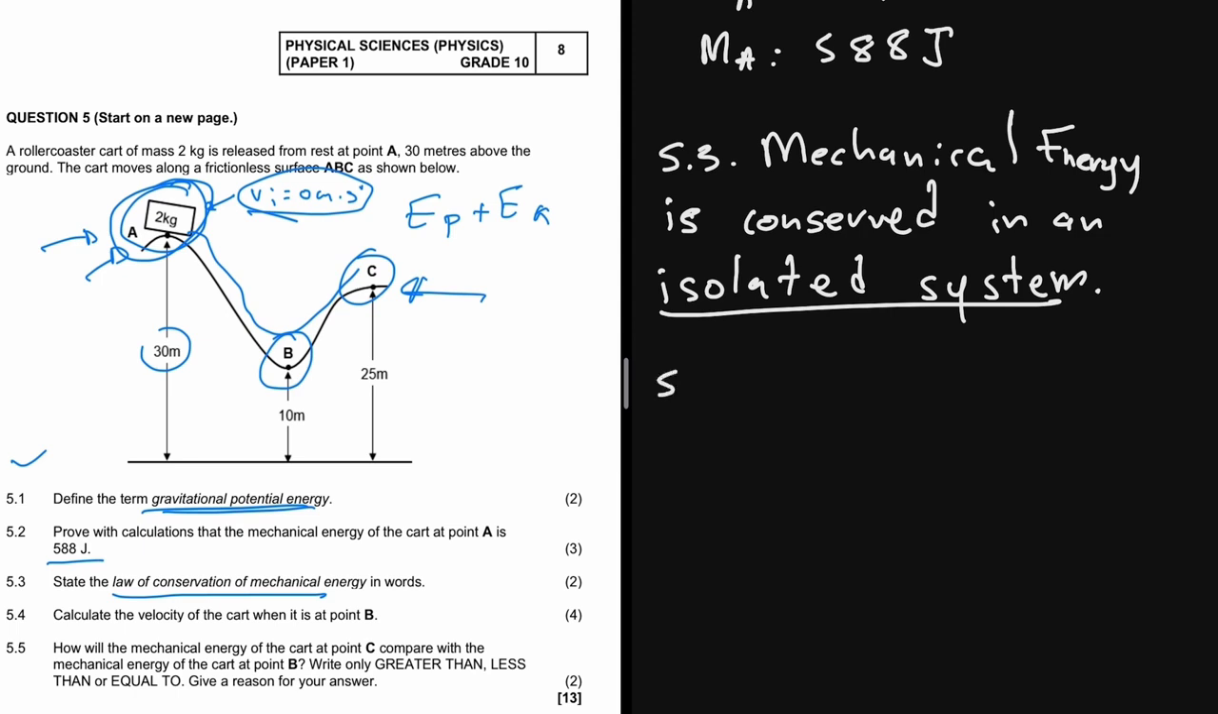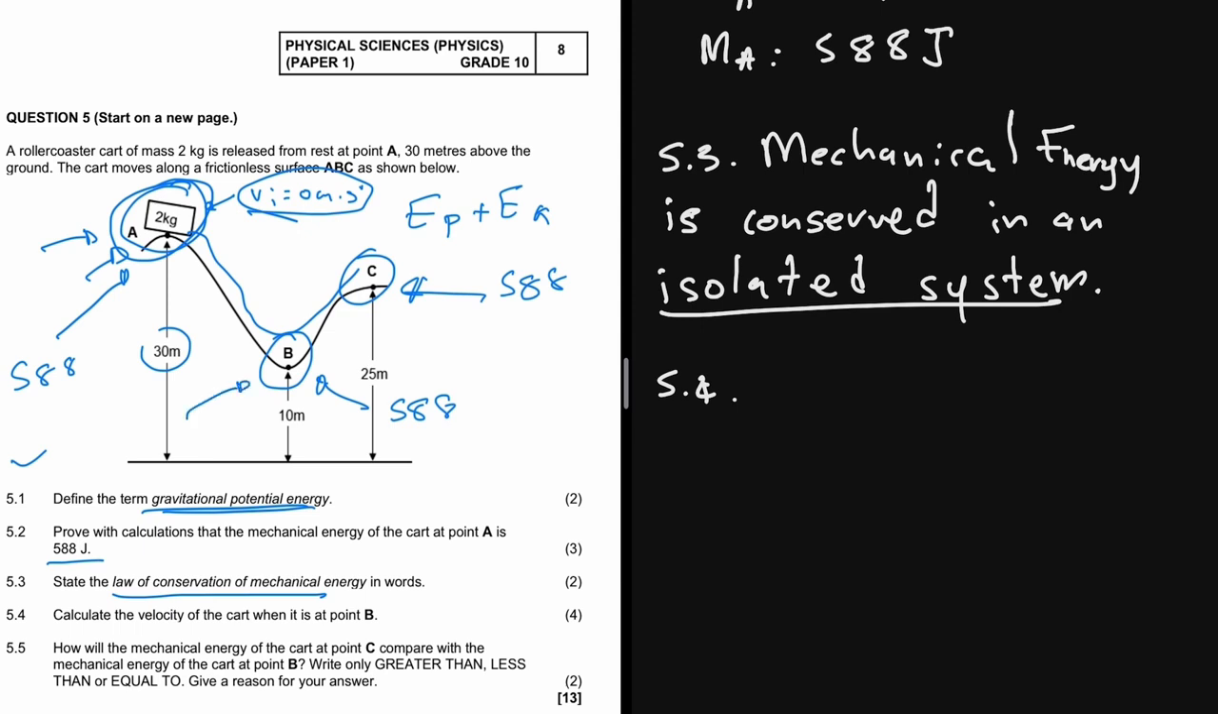So now 5.4, it says that we must calculate the velocity of the cart when it's at point B. Remember, we know that the mechanical energy is going to be the same. The mechanical energy at A is 588. So the mechanical energy at B is 588. The mechanical energy at C is 588 because the system is conserved. I mean, the system is isolated.